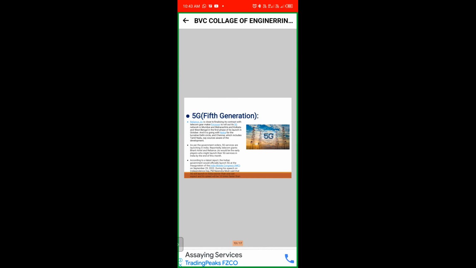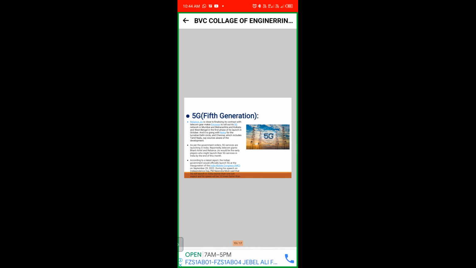And the fifth generation of wireless technology: Reliance Jio is close to finalizing its contract with a telecom maker, and it is nearly ready to launch in Mumbai, Maharashtra, Kolkata and West Bengal in the first phase of its launch in October. It is going with Nokia for the lucrative Delhi circle and Chennai, which includes Tamil Nadu, along with deployment. As per the government order, 5G services are launching in India.